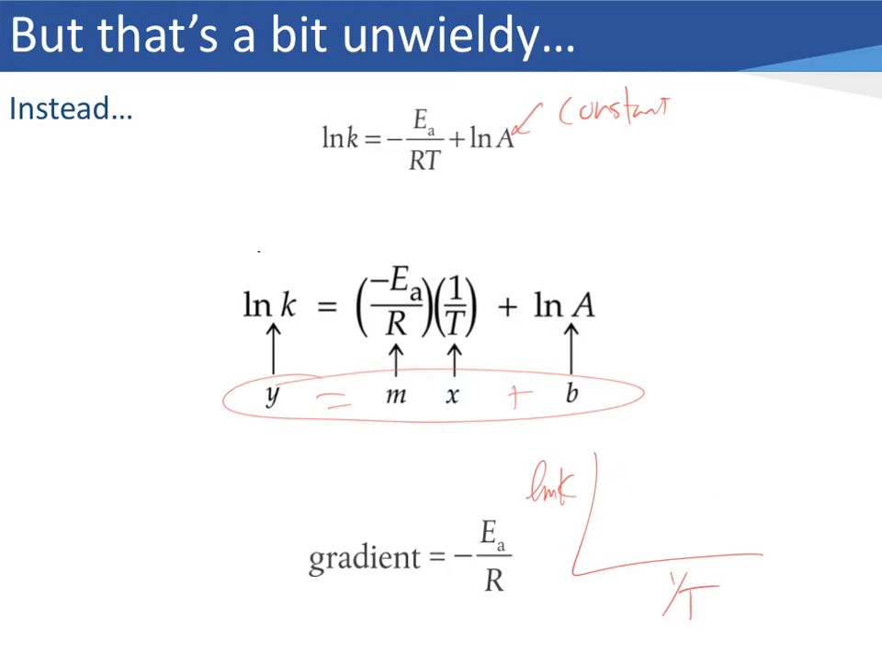And if I know the slope is negative activation energy over R, and R is a constant, I have a way of finding the activation energy for a reaction. If I conduct a reaction at multiple temperatures, I can make this graph, find the slope, and calculate the activation energy. And that's kind of where this is headed. That's the direction we're going.